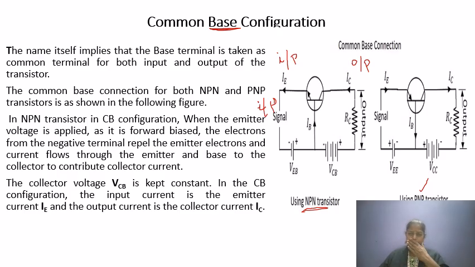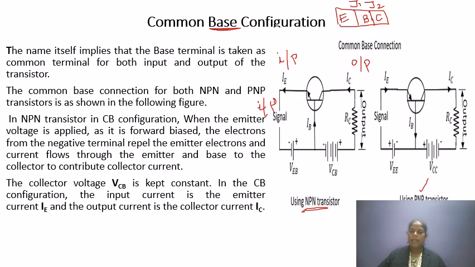We already know this symbol. If we go for the structure: emitter, base, collector. This one acts as junction 1 and this acts as junction 2. What we discussed in the last slides: junction 1 is in forward bias, so emitter and base are in forward bias. Let us check this one.